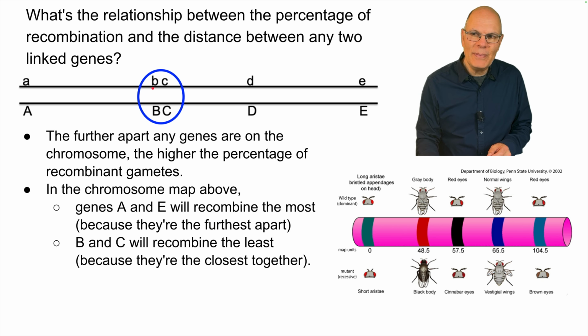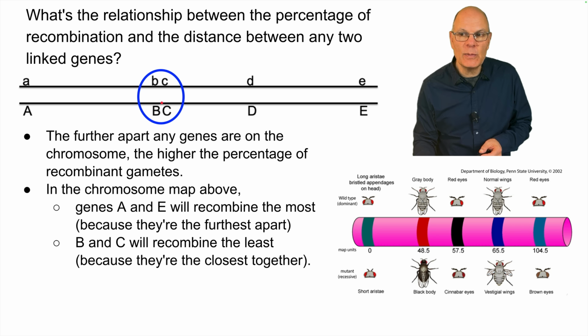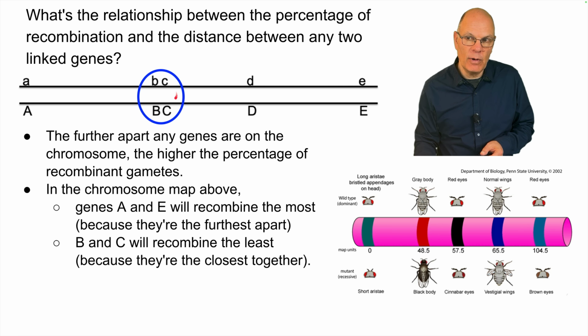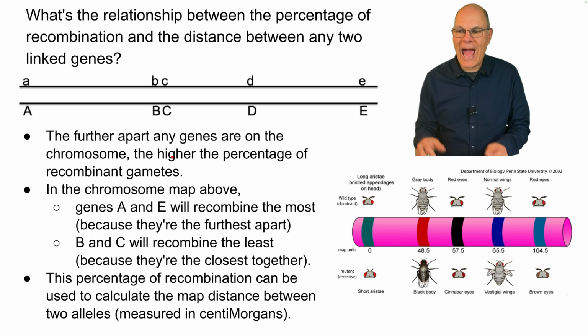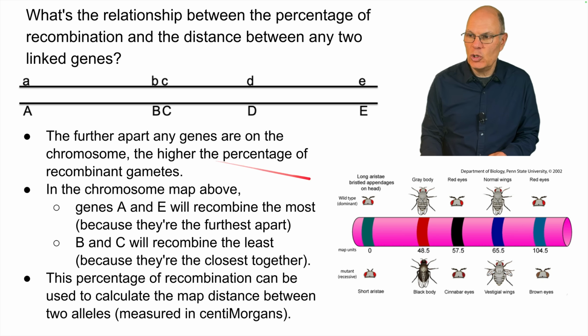But genes B and C, they'll recombine the least because the only way that they can cross over is if there's a chiasma right over here at this specific spot that would enable little c to jump over here, big C to jump over here, or B could do the same. The percentage of recombination can be used to calculate the map distance between two alleles.